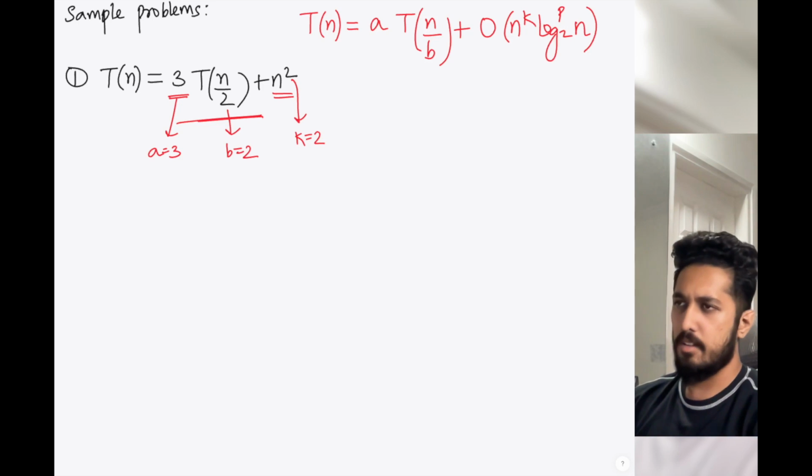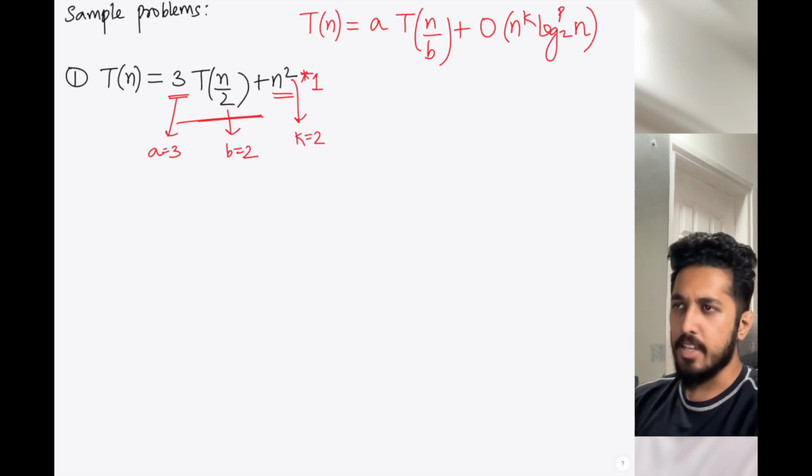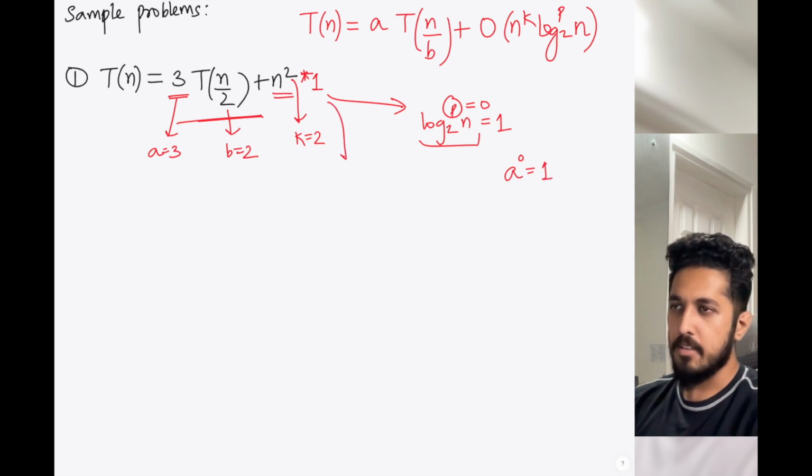So as you can see, if there's nothing beside n square, we can always have n to the power 1 here, right? Therefore, I can say that this is nothing but log base 2 power p n is equal to 1. And this whole thing will be 1 only when p is equal to 0, that is, a power 0 equals 1. Therefore, in this case, p is equal to 0.